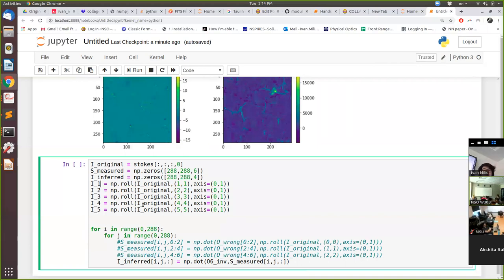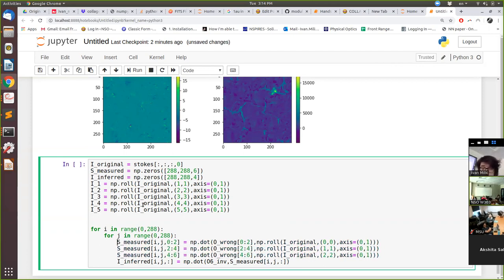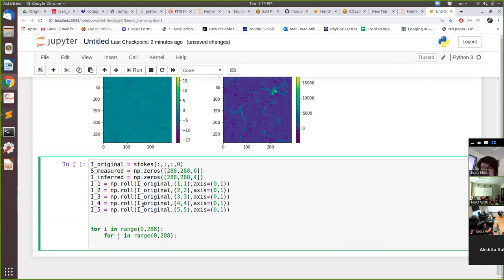And now I'm going to make five different arrays, which is just the original intensity, shifted a little bit. The first one by one pixel in X and Y, the second one by two, the third one by three, the fourth one by four, the fifth one by five. And then what happens now is that what I'm measuring is the following thing, at each of these modulation states.